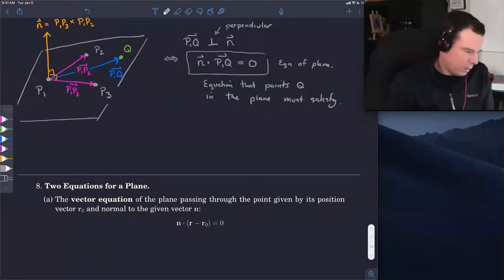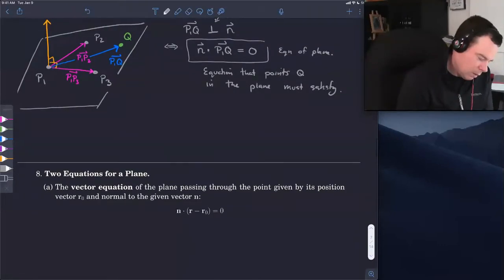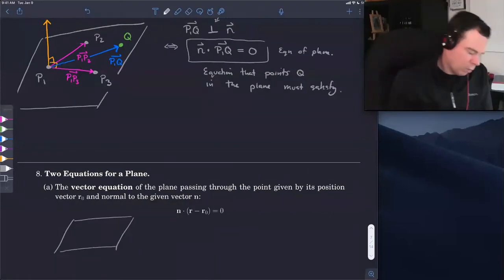So how can we write these equations of the plane? Well, the vector equation of the plane passing through the point given by its position vector r0 and normal to the given vector n is given by this expression here. It's pretty much the exact same picture we had above, so let's just sketch those details in. We've got this plane. Let's think about what information we have.